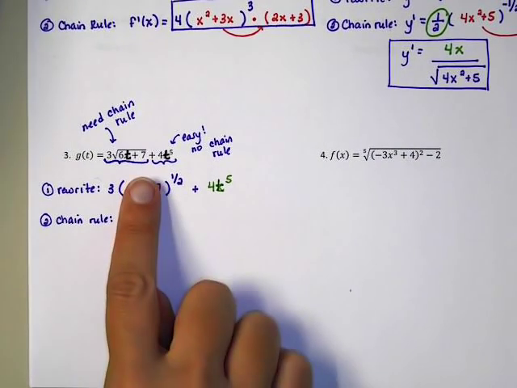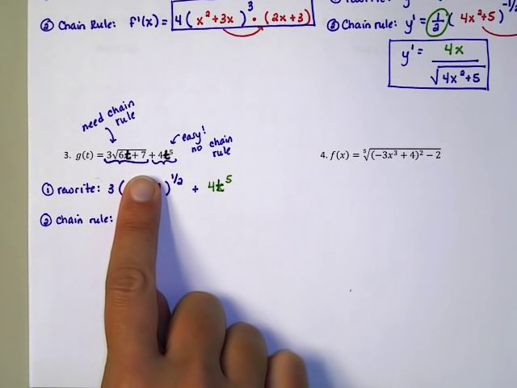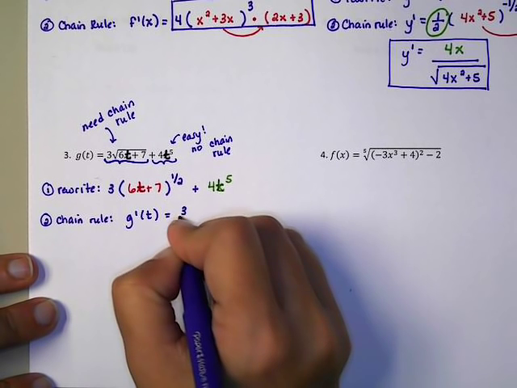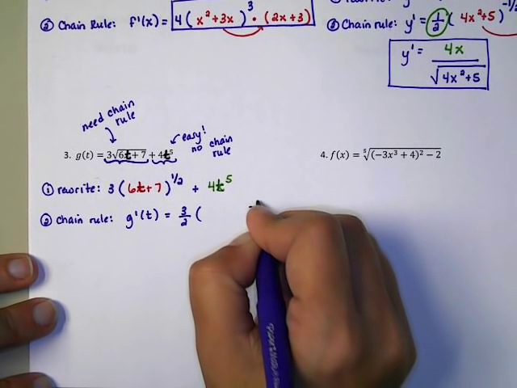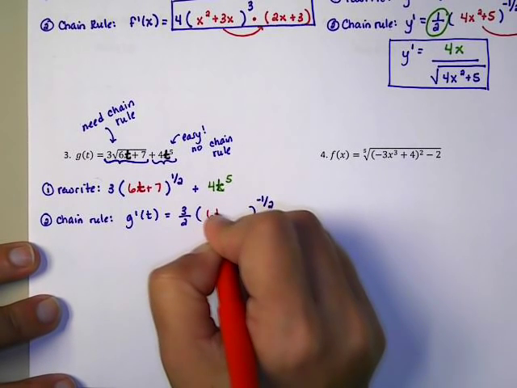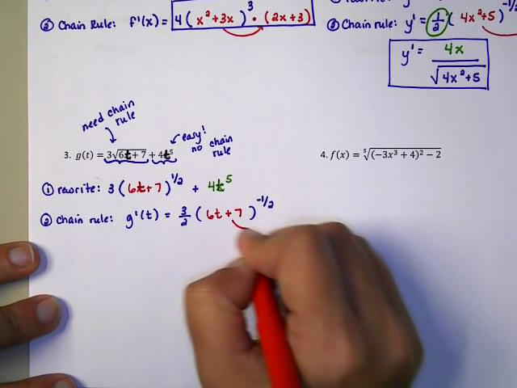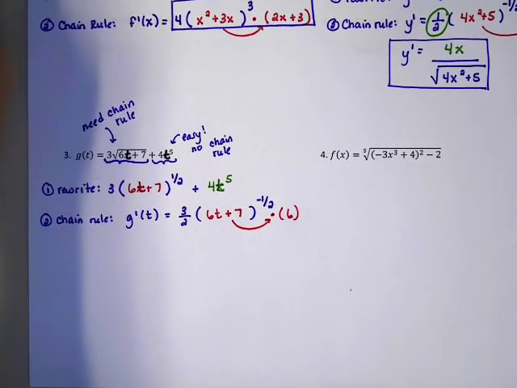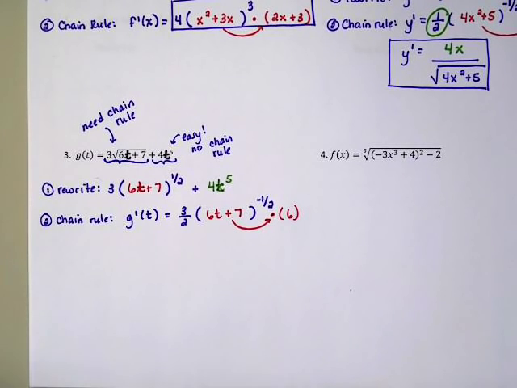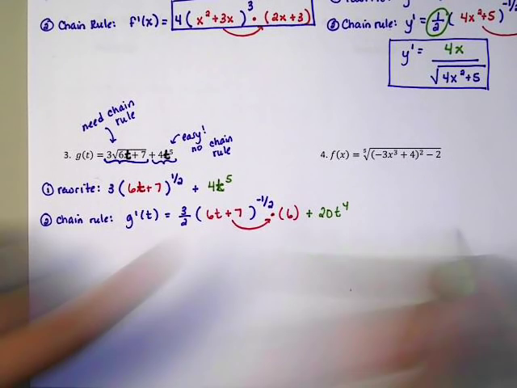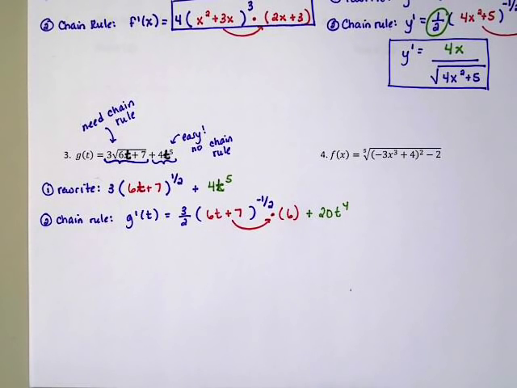Now I need to ask myself, how do I normally take the derivative of something to the 1/2 power? And the answer is, I usually drop the 1/2, so I would have 3 halves, and I make the power now a negative 1/2 because I subtracted 1. Chain rule says, leave the inside alone, 6t plus 7, and then multiply by the derivative of the inside, which is 6. Now for the second term here, the derivative of 4t to the 5th is just 20t to the 4th. So that part was the easy part.